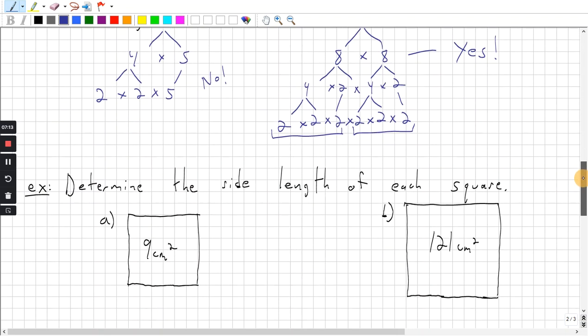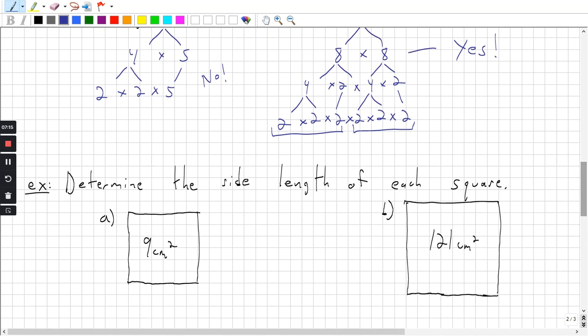So for these types of questions where you're given the area, this is the area of the inside of the square, and you're supposed to determine the side length, what you want to do is find out what two numbers multiply to equal 9 that are the same. Oh yeah, I remember, they're 3 and 3. And the units for the side length will be centimeters. The units for area are whatever your units are, in this case centimeters squared.